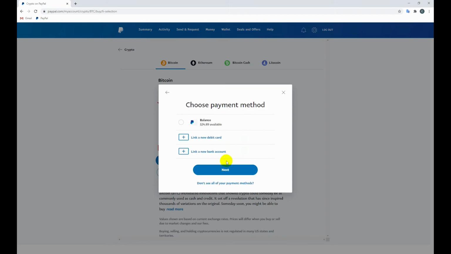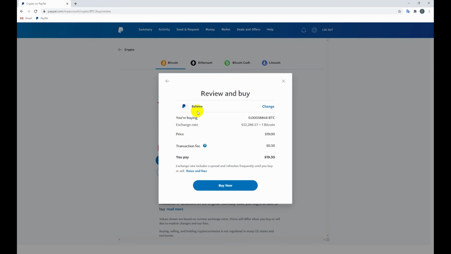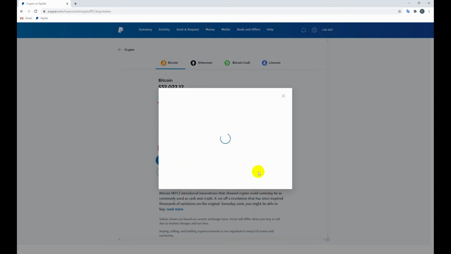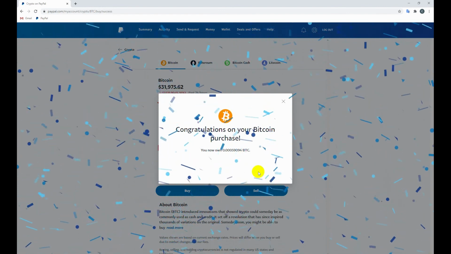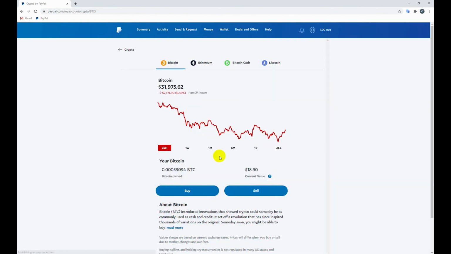So again choose the payment method. So obviously PayPal balance. Click the next button. So review and buy. So all okay, buy now. Okay, well done, congratulations on your Bitcoin purchase. Already my Bitcoin purchase is completed now.